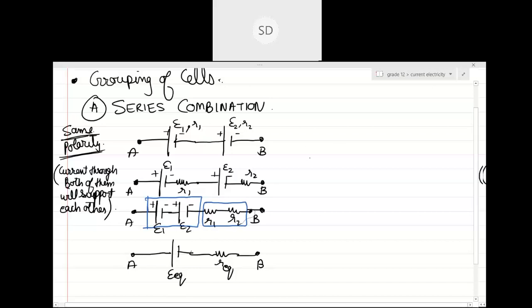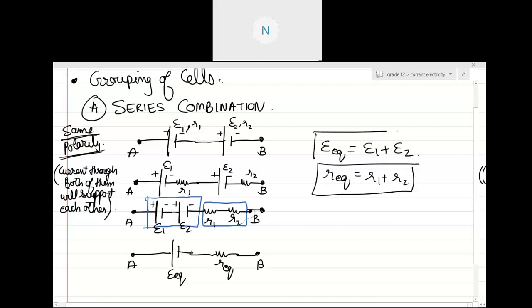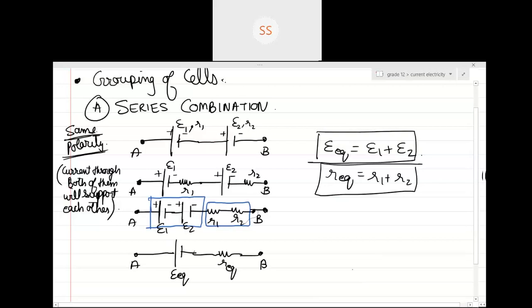Yes or no, guys? Now can you tell me what will be the E equivalent equal to? Since they were supporting each other, it will be E1 plus E2, and what will be the R equivalent over here? R1 plus R2. So same polarity, any doubt? Is there any doubt in similar polarity connected together?